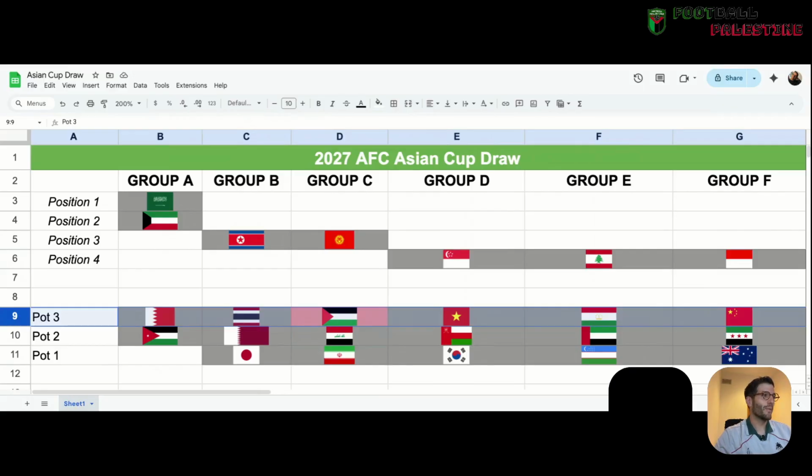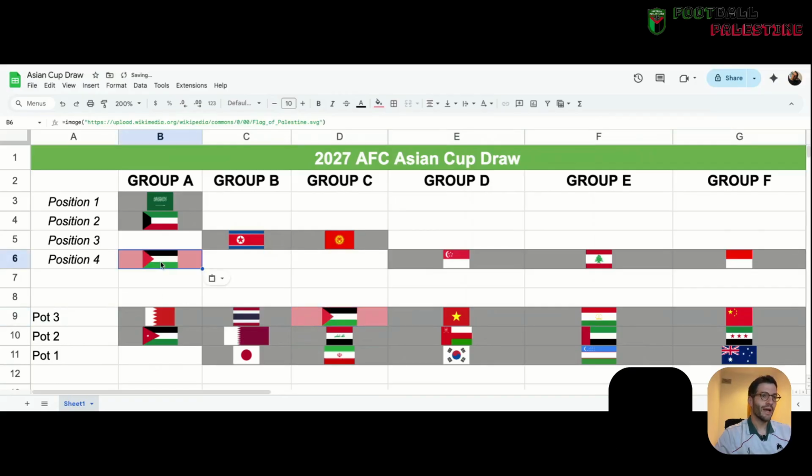Palestine is going to play the opening match. Palestine into position 4. Palestine will play the opening match of the 2027 AFC Asian Cup.